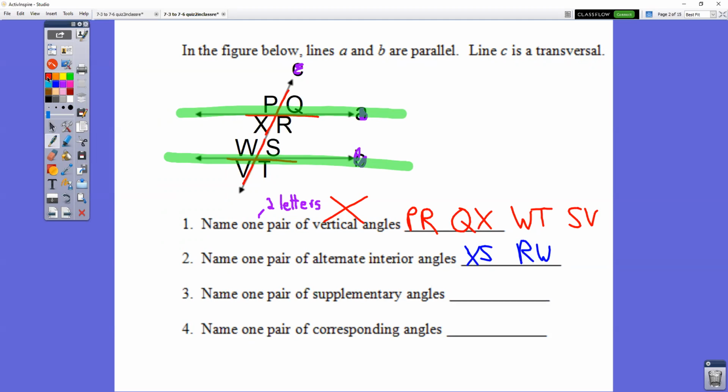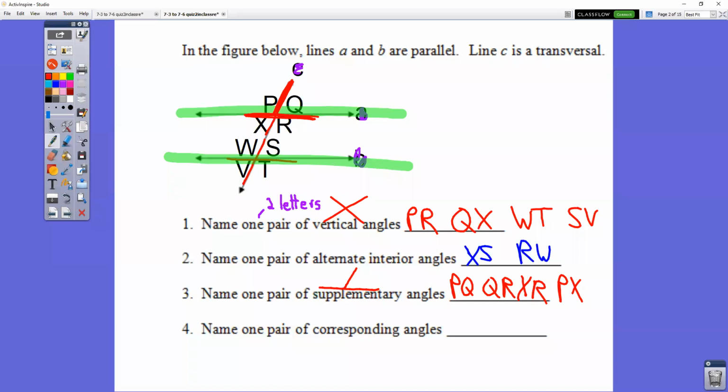Supplementary angles form this picture where they are angles that are right next to each other. The easiest one to pick out is right at the top, right? Because you see that same exact picture with P and Q. But you also have them along the side, Q and R. You also have them along the bottom, X and R. You also have them along the left-hand side, P and X.